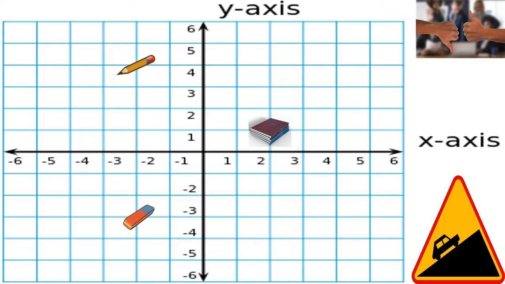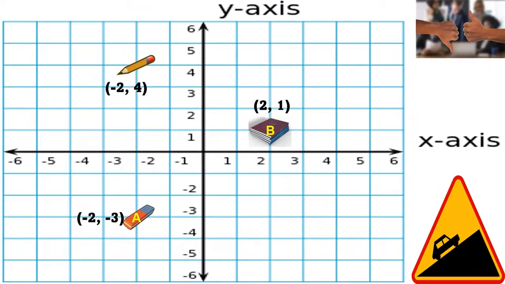Let's see. What are the coordinates of the point where the book is? Did you write (2, 1)? If you wrote (2, 1), then you are correct. What about the coordinates of the point where the pencil is? Is your answer (-2, 4)? Great! And last, what are the coordinates of the point where the eraser is? I bet you wrote (-2, -3), and that is correct. Perfect! You are doing great! You are indeed matatalino learners.